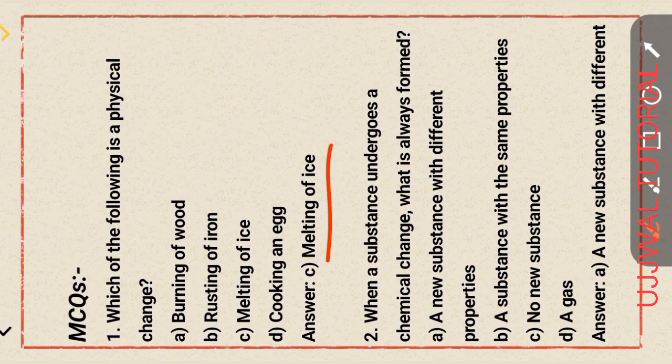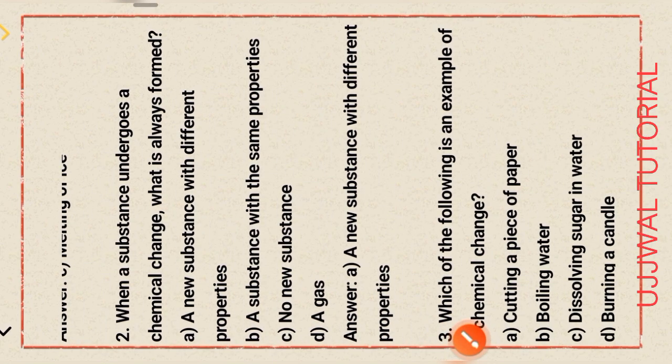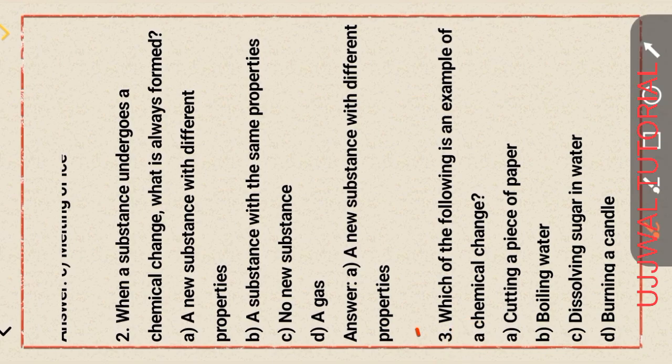Next question. When a substance undergoes a chemical change, what is always formed? Option A, that is a new substance with different properties, but not a substance with the same properties.